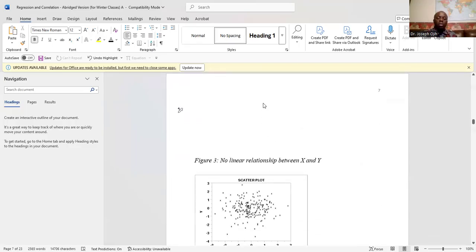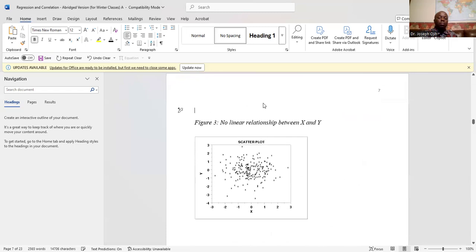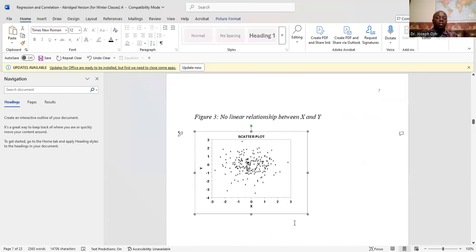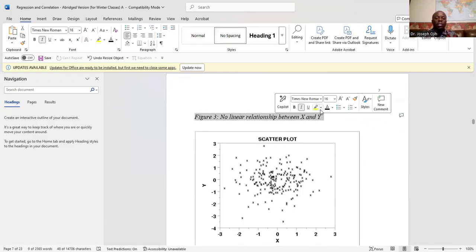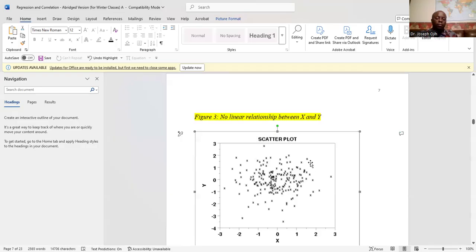In this one, there's no relationship at all. In that case, the points will be scattered. There's no linear relationship between X and Y.